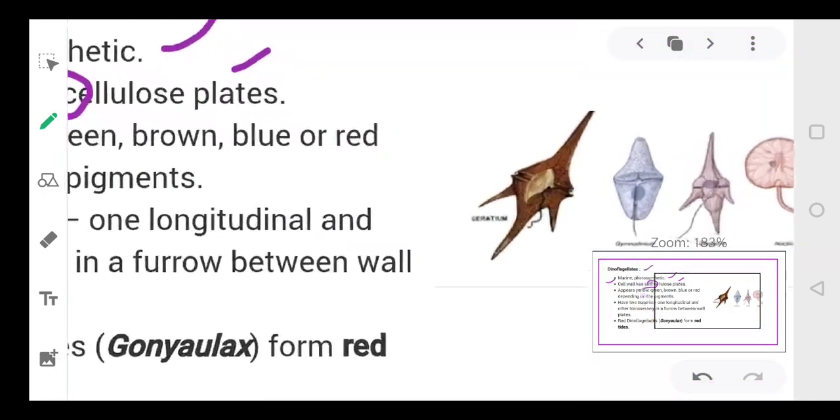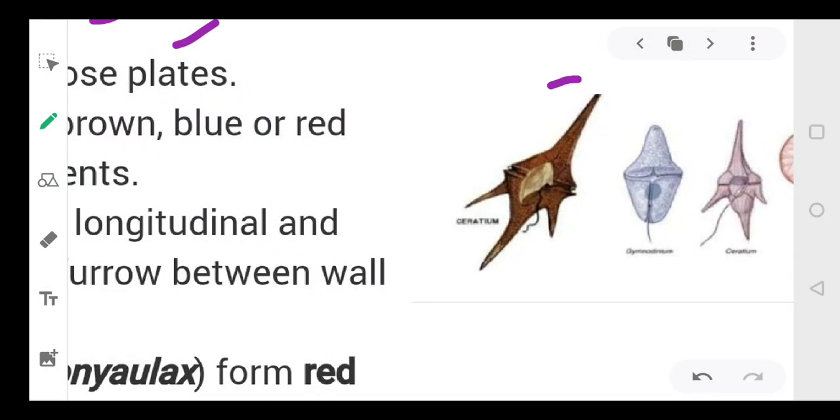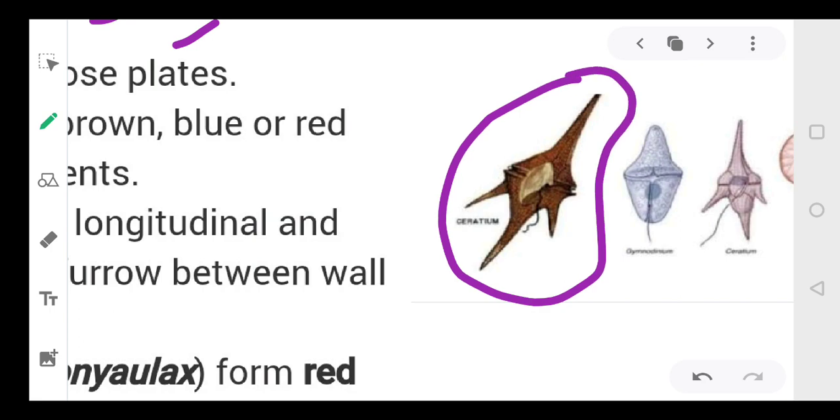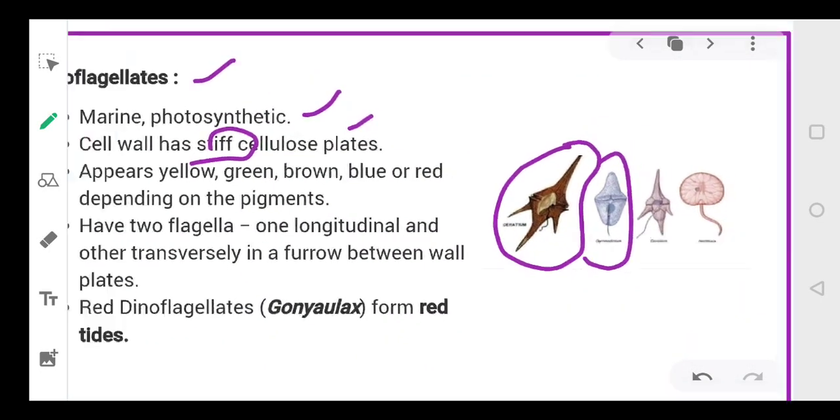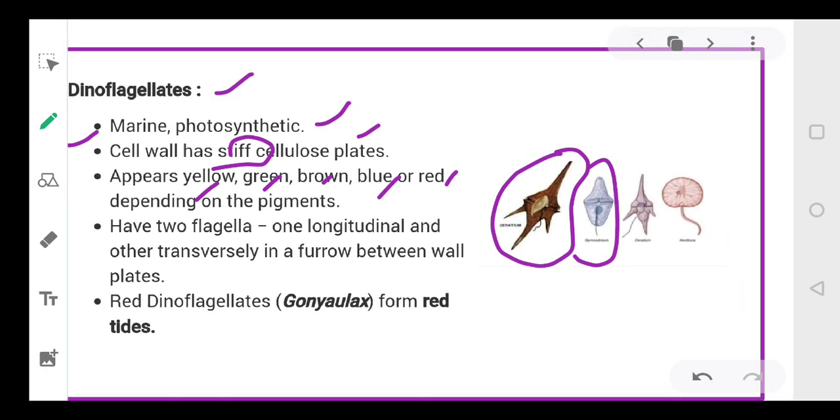You can look at these organisms. These are the examples. Ceratium is one of them. See the appearance, it is very hard, because their body is made up of stiff cellulose plates. Generally, you will see their color is yellow, green, brown, blue or red, depending upon the pigment present in them. Because they are photosynthetic, depending upon the pigment they contain, that color will appear on the surface. And they contain 2 flagella.